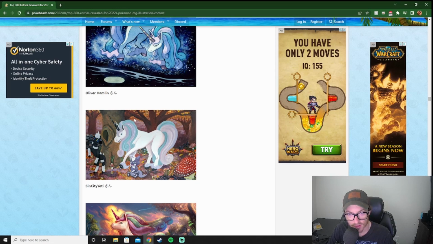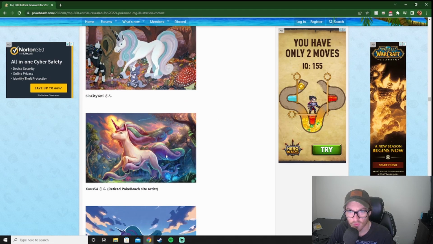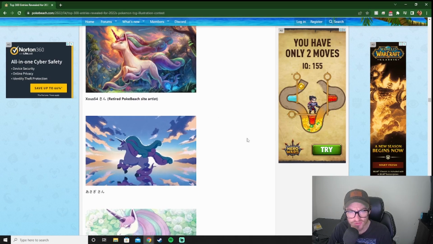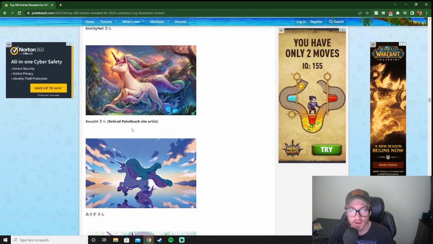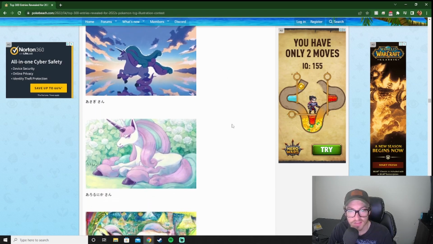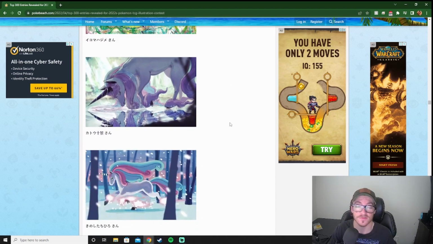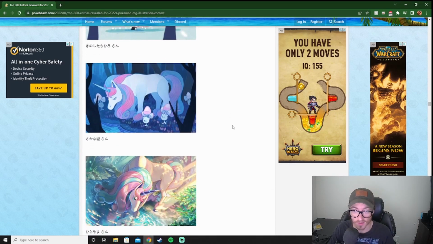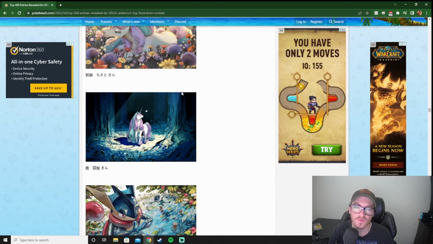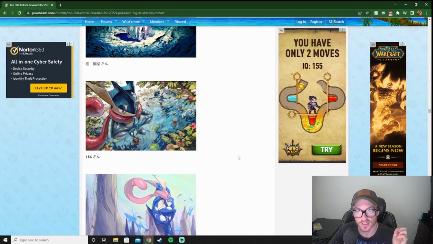I like this one a lot. Oh, look at that drawing. They are a retired Pokebeach site artist. Props to them. Wow, this is just amazing. I could not do this for the life of me. I am not an artist whatsoever. I like this one. This one, for some reason, kind of reminds me of like Harry Potter. And Greninja.